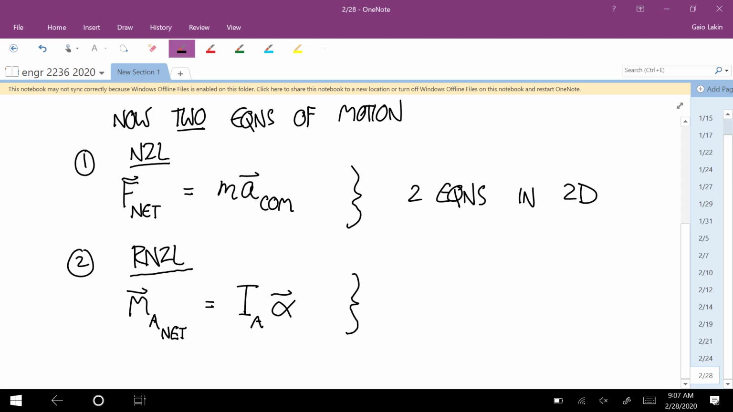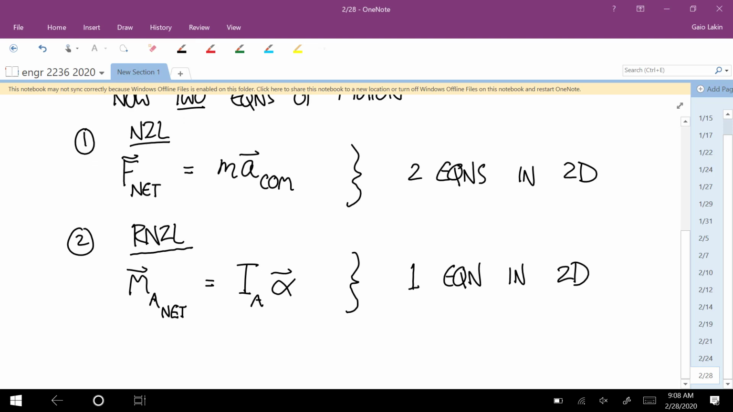And in 2 dimensions, how many useful equations does a rotational equation give you? If you're working in 2D, how many useful equations do you get out of any angular equation? 1. Yep, because there's only one plane that it can rotate in. It's either positive or negative. So this is one useful equation. And so for all of these planar problems, a single rigid body is going to give us 3 useful equations.